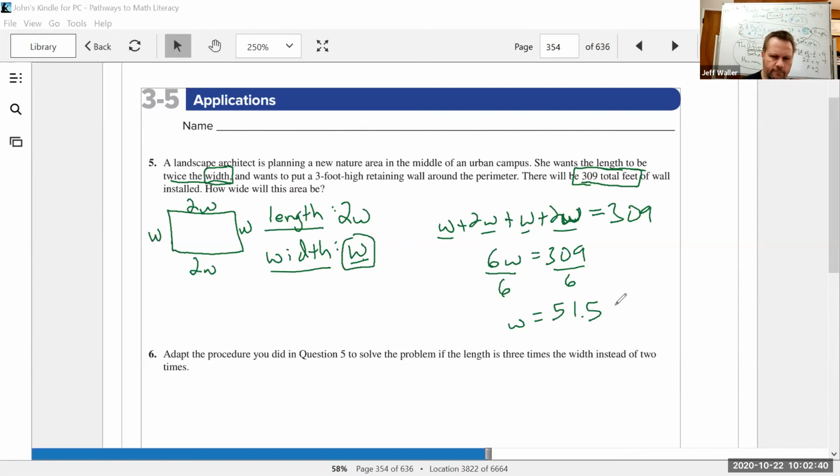Feet. Now, to be honest, in this problem, they only care about how wide it is. So that's why I could stop right here. But if I wanted to figure out what the length was, I would just double 51.5 and I would get 103. But in this problem, they specifically just wanted to know the width. You guys see that? So I could just stop here because that's all the problem wants to know.